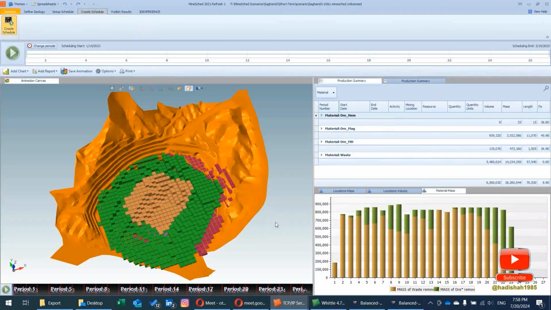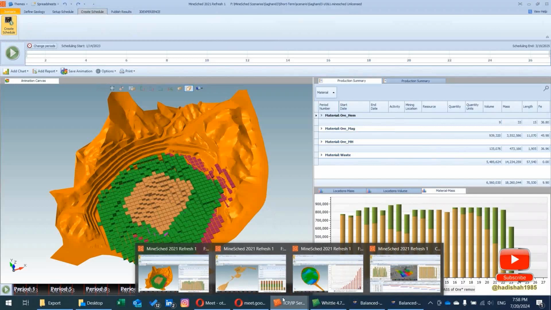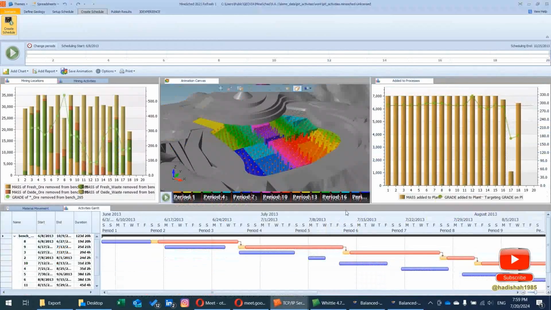Speaking of fleet management and haulage optimization, does MineSched have all of the capacities of these specific software such as HaulSim and Talpac, or for a specific and in-detail evaluation, we'll need some other packages as well?